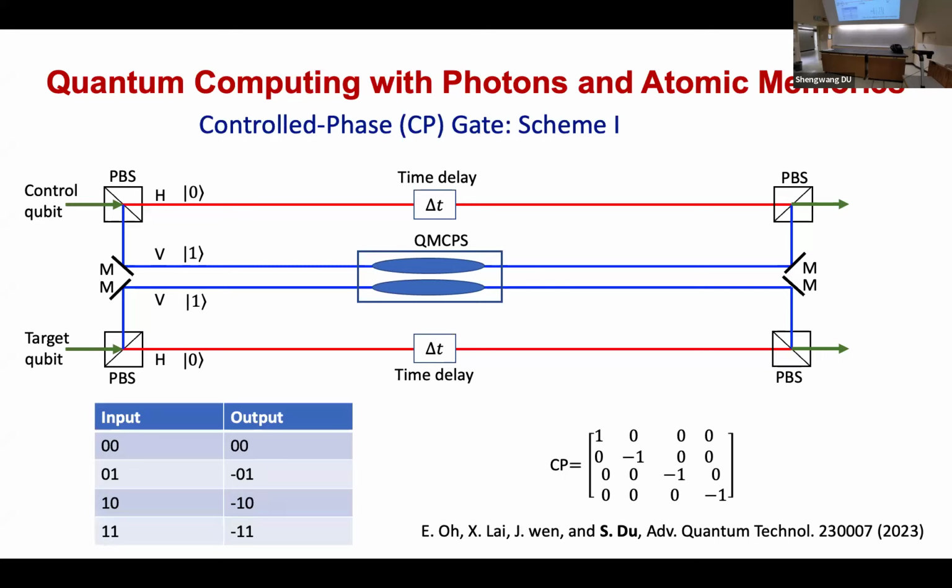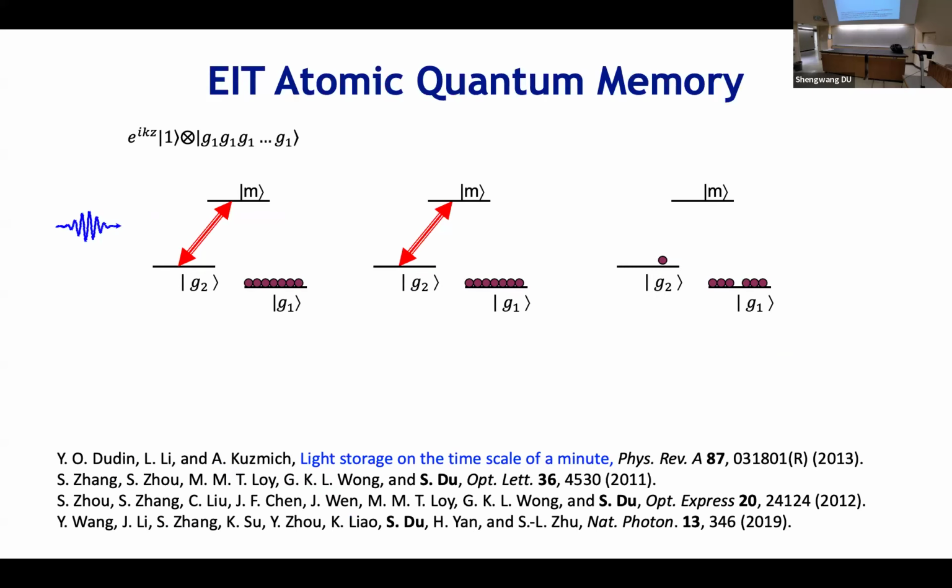So how to make this happen? To understand this, we need some basics. First of all, I need to convert the photon into the atomic ensemble very efficiently. Here we call this electromagnetically induced transparency atomic quantum memory. Basically, that is a quantum memory.